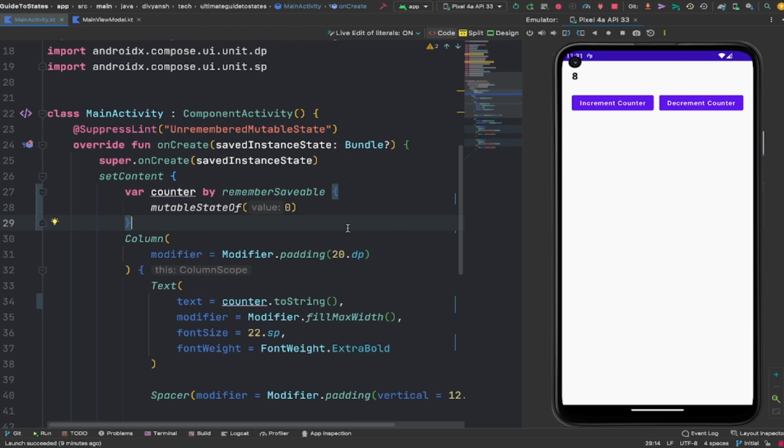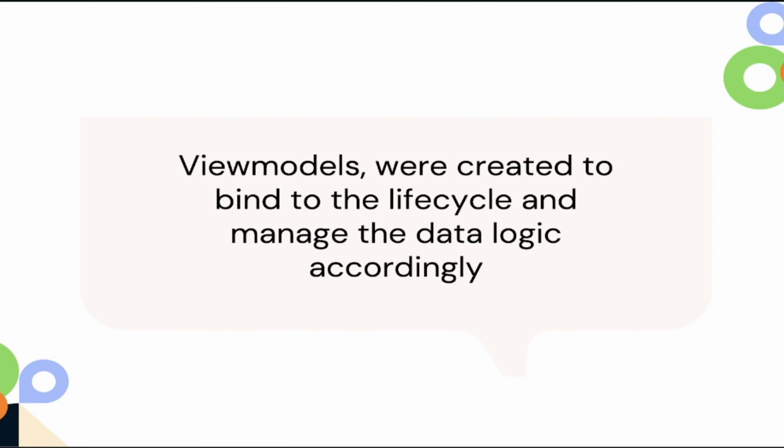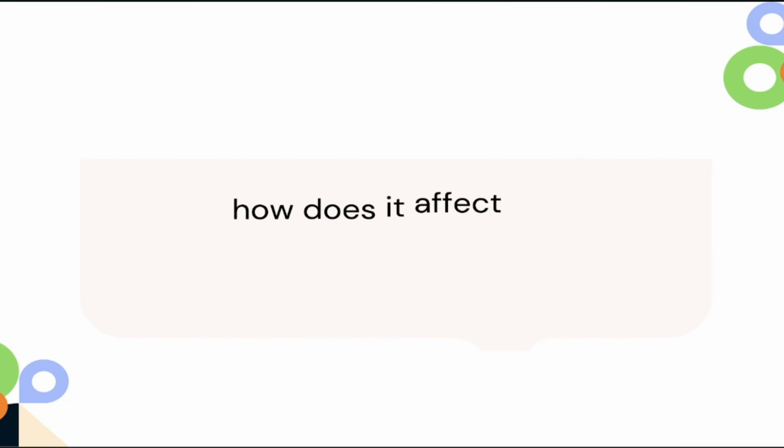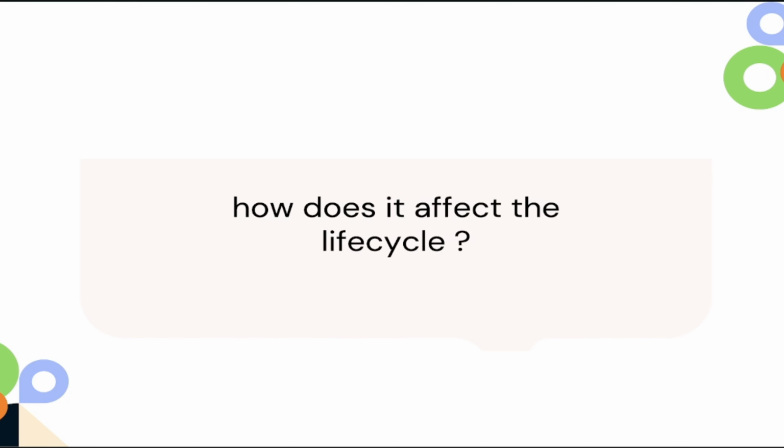We might already be knowing about the life cycle of an Android app, but how does a composable react to those life cycle changes is the main concept to catch here. View models were created to bind to the life cycle and manage the data logic accordingly. But then one question arises: when we talk about Jetpack Compose, how does it affect the life cycle? And also, are the view models now attached to the lifecycle of the composable or the activity?